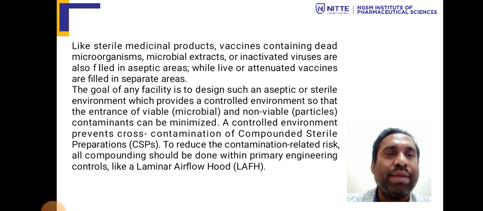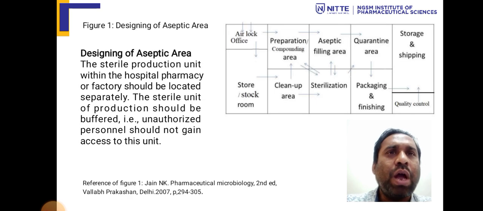To reduce the contamination related risk, all compounding should be done with primary engineering control like a laminar airflow hood. So all things should be conducted in a laminar airflow hood. Now, how is the designing of an aseptic area? This is exactly the design. If you see, the room should be as such. First, there will be an office where you have to come. It's called an air block office, and then there will be an area where doors will be there. Door will always have a negative pressure so that the air from outside will not enter as you enter inside. Air from inside should come outside.